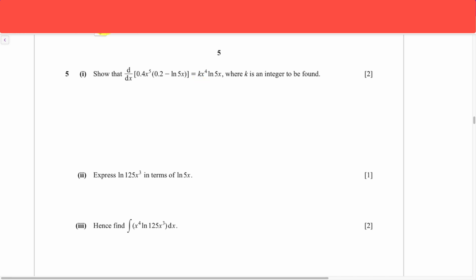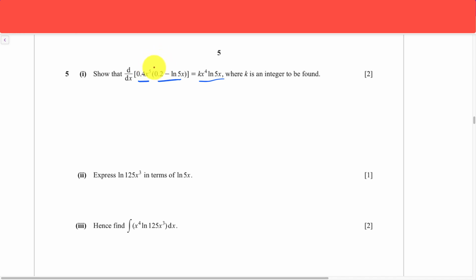Right, so for this question, show that this one can be written in this pattern, where k is the integer to be found, so k will be a whole number. The first thing is, whenever I see these things, I know this should be the quotient rule. I mean, it should be the product rule, right? But most of the time I will try to check.